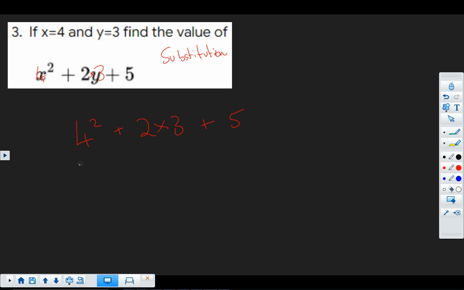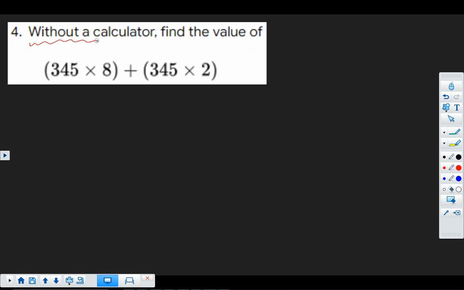So 4 squared, 4 times 4, so that's 16, plus 2 times 3 is 6, plus 5. 16 and 6, 22. 22 plus 5 is 27. And the nugget for us to go and practice on Century is 17.14.